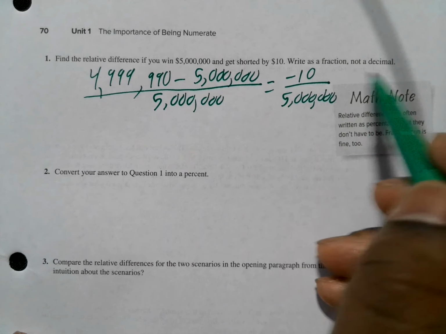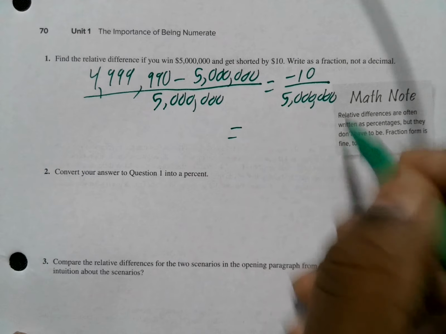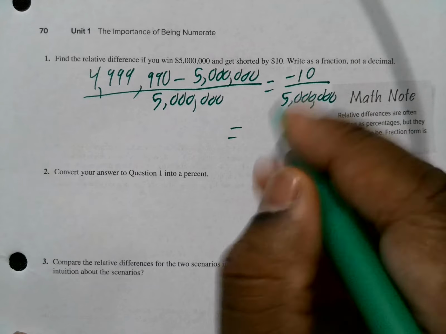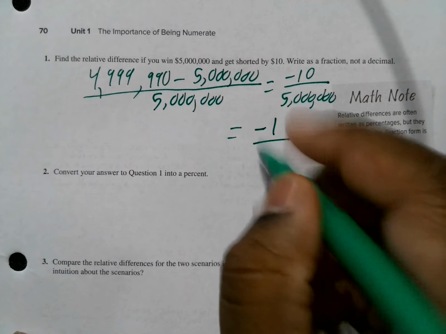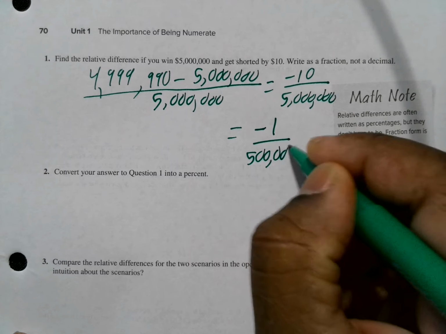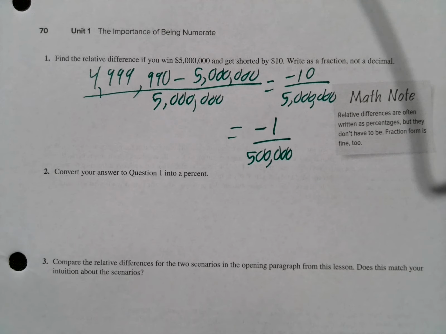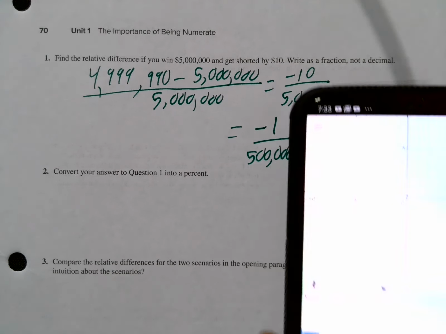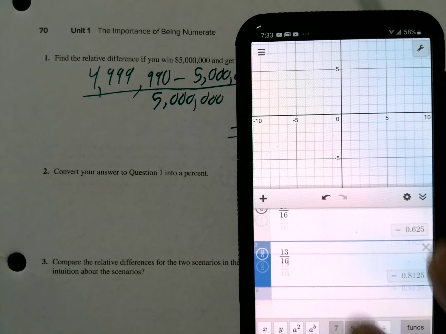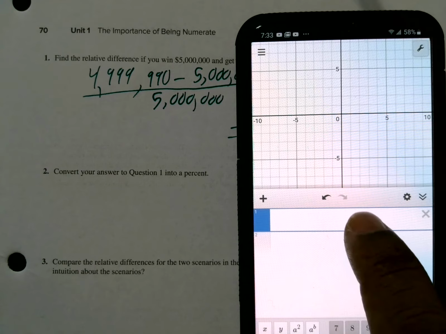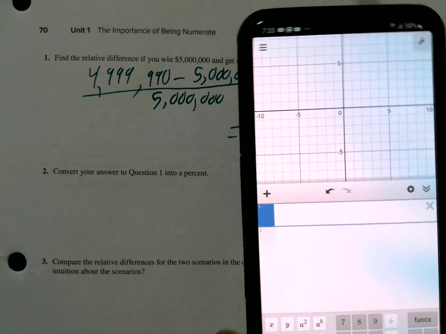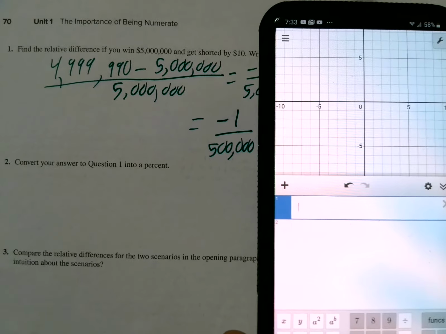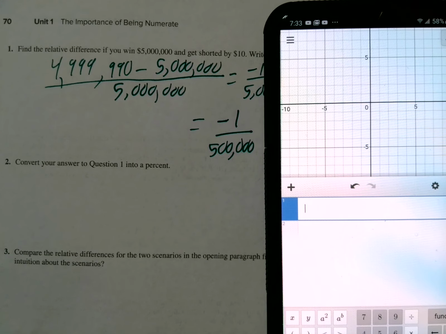Now, they told us to write as a fraction, not as a decimal. If you divide this out, both of these have 10 in common. You could put it in your calculator. It'd be negative 1 over 500,000. Now, they ask us here to convert your answer to question 1 into a percent. So let's do that. We'll put it on our calculator. We know that our answer here was a negative 1 over 500,000. So it'd be a negative 1 divided by 500,000.